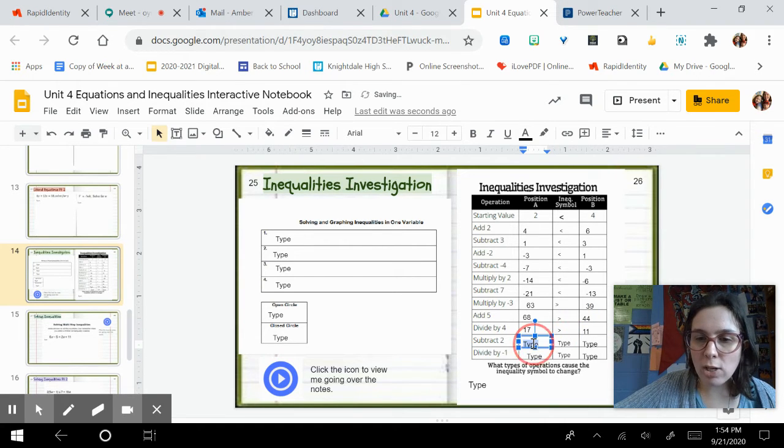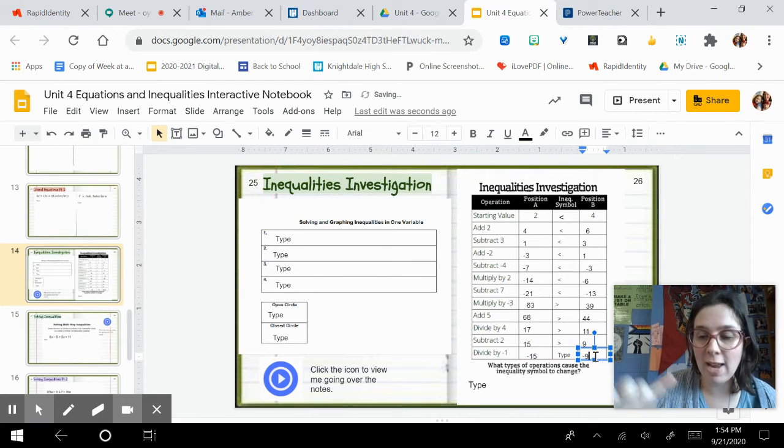All right, now subtract 2. 17 subtract 2 is 15, and then 11 minus 2 is 9. So again, we're still at greater than. And then now let's divide by negative 1. 15 divided by negative 1 is negative 15. And then 9 divided by negative 1 is negative 9. But now, negative 15 is actually smaller than negative 9. Remember, because negatives are backwards. So this is less than.